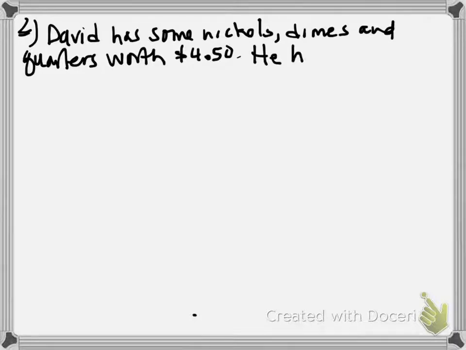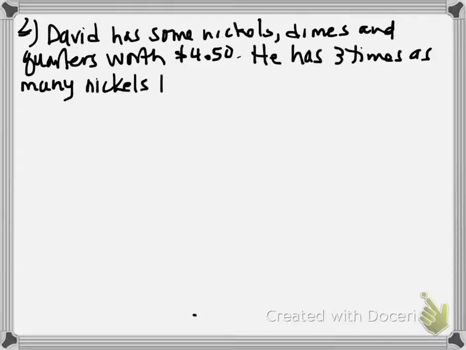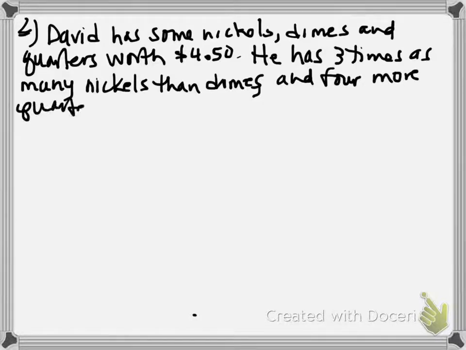He has 3 times as many nickels as dimes. And 4 more quarters than dimes. How many of each kind of coin does he have?